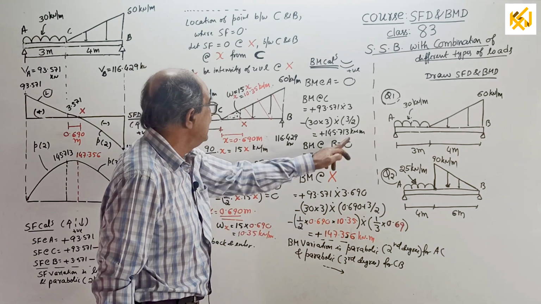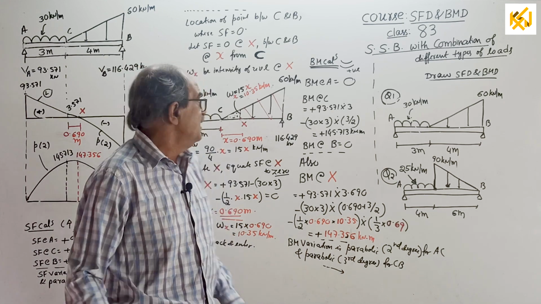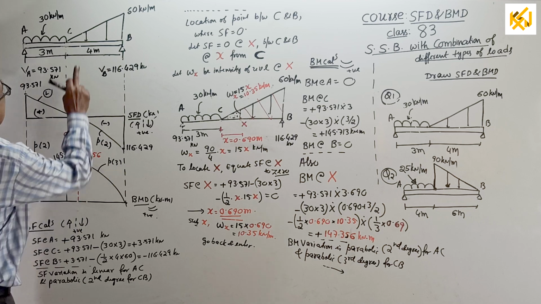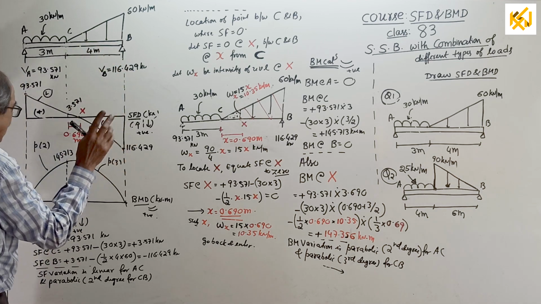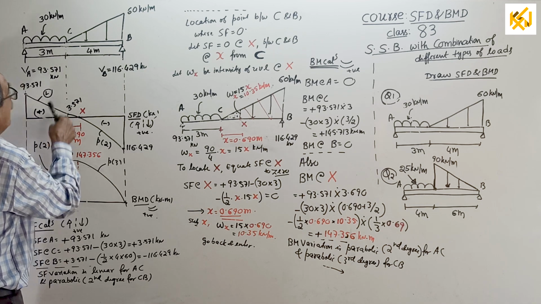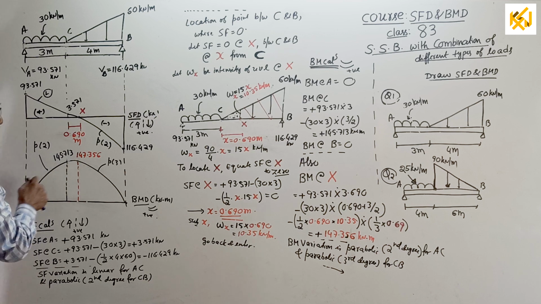147.356. See, slightly more. Okay, now lastly, the BM variation is parabolic second degree for A to C, parabolic third degree for C to B, and be careful, at this point shear force is 3.571. Both sides slope should be the same. A common tangent will be there.